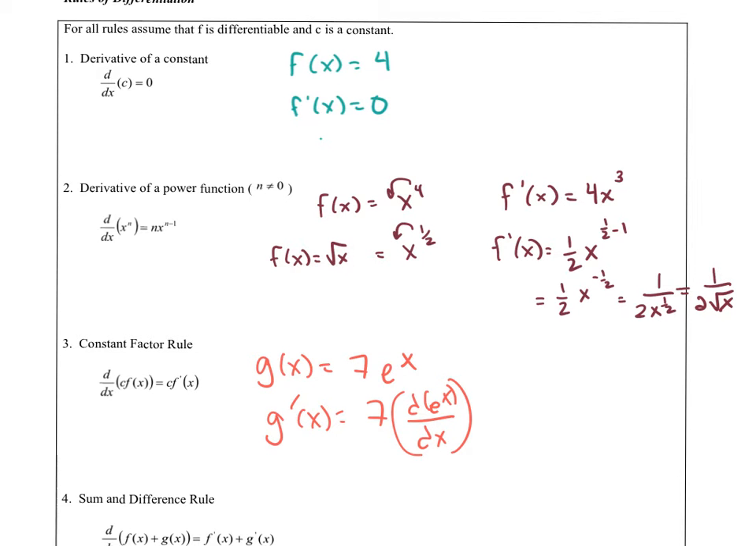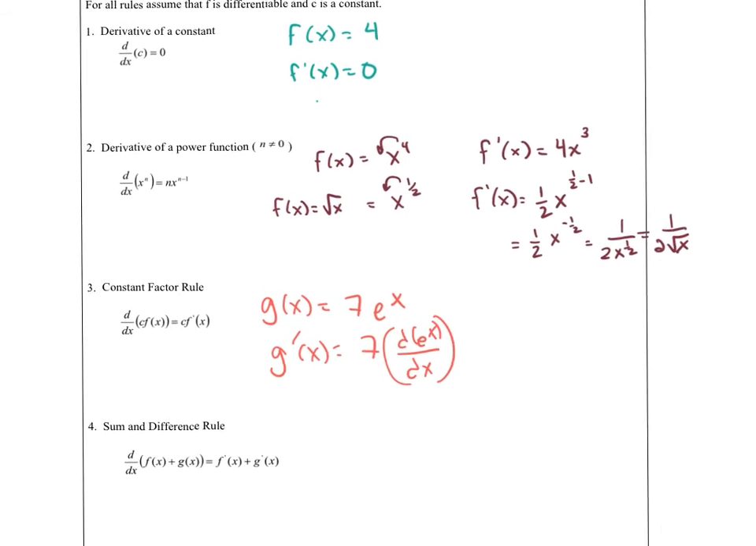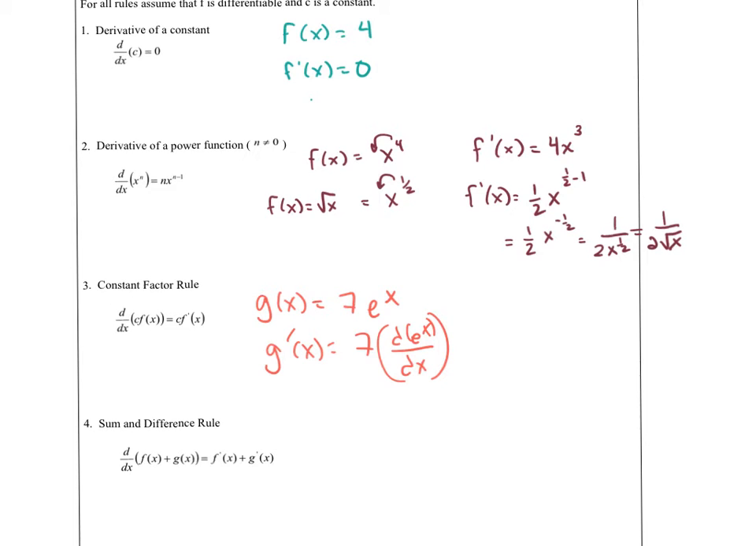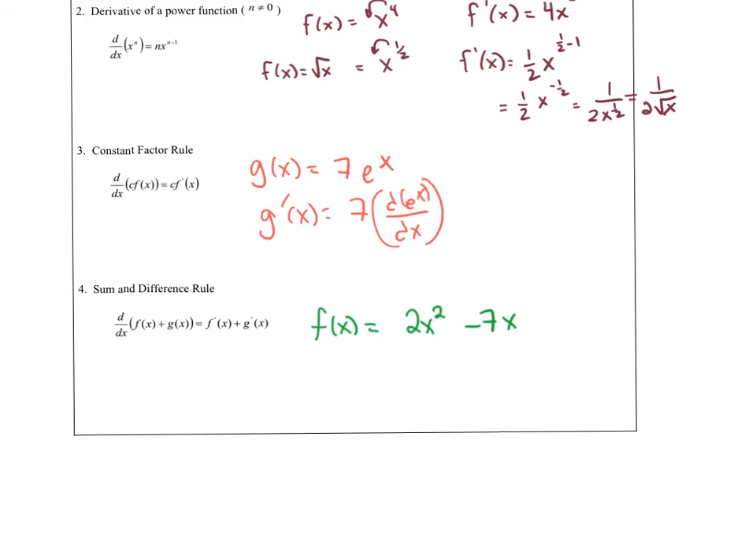And then the sum and difference rule. So if I have a couple different power functions or a couple different constant functions, I could just take their derivatives separately. So an example of that would be if I have some polynomial function, 2x squared minus 7x, well then I could just take the derivative of each of these separately.